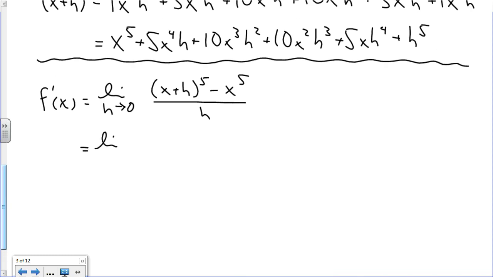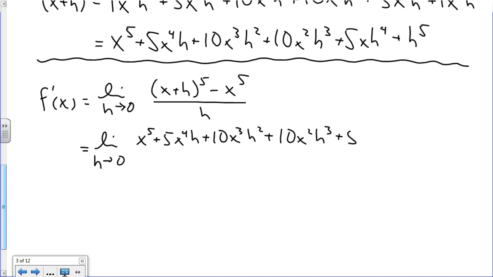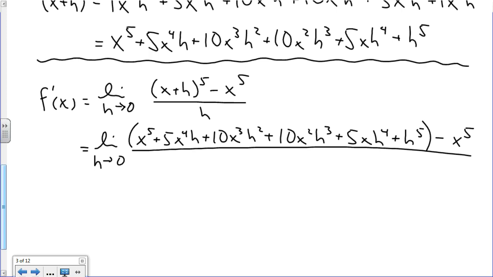So this is the limit as h goes to 0 of x to the 5th plus 5x to the 4th h plus 10x cubed h squared plus 10x squared h cubed plus 5x h to the 4th plus h to the 5th. That right there is x plus h to the 5th. And I still have that minus x to the 5th. So minus x to the 5th still goes at the end, and this is all divided by h.